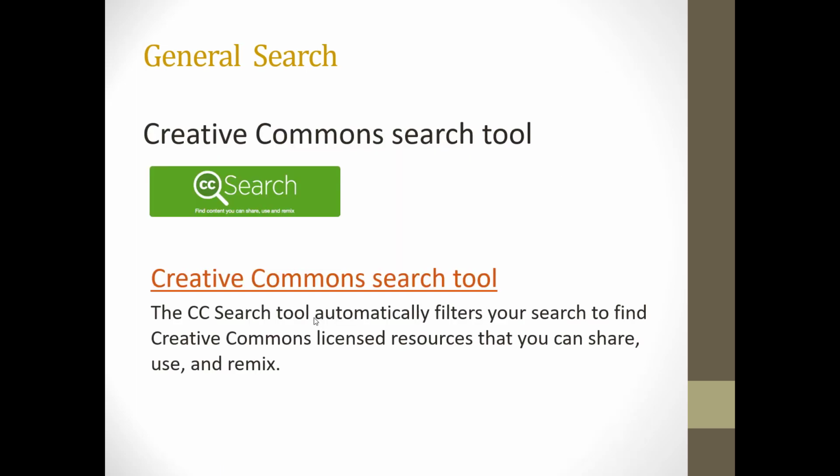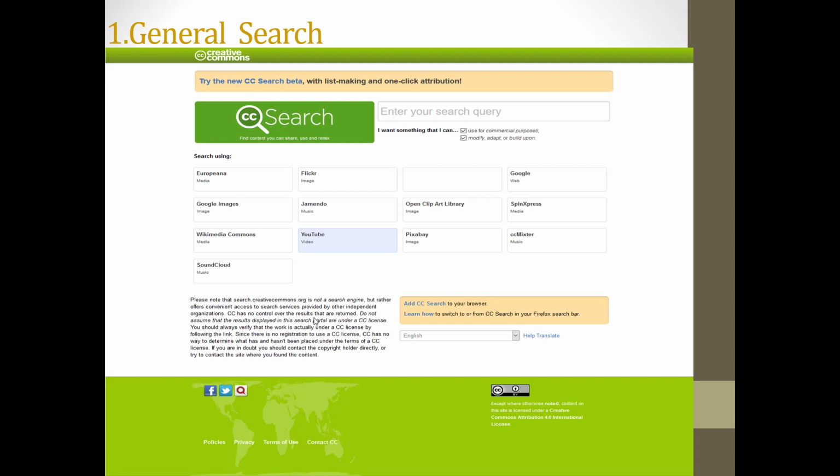Creative Commons search tools. The Creative Commons search tool also automatically filters your search to find Creative Commons licensed resources that you can share, use, and remix. This is what it looks like. Apparently, they also have a new Creative Commons page, which will be shown to us.